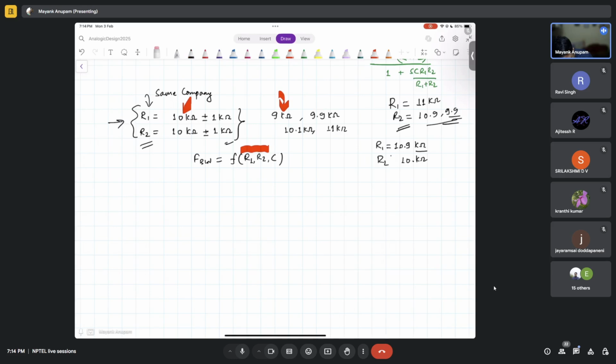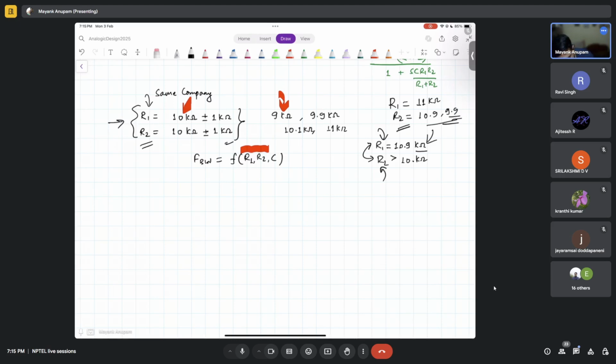Because R1 was greater than 10 kilo ohms, and these two are prepared in almost the same, in exactly the same environment, right? So this is called correlated variation. This resistor R1 has some variation, and based on that variation, R2 also shows a similar type of variation.